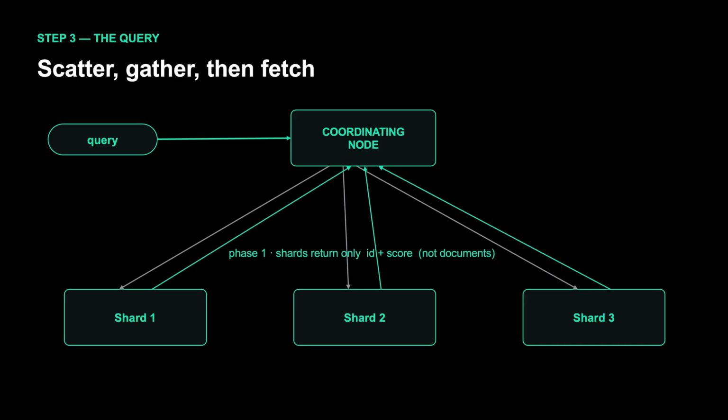But here's the efficient part. In the first phase, shards send back only IDs and scores and not the documents. Then the coordinator merges all of those mini ranked lists and sorts to find the true top 10. Only then does it go back and fetch the full documents for just those 10 winners. So that is query then fetch. Rank cheap on tiny metadata, fetch expensive only for what you'll actually show.